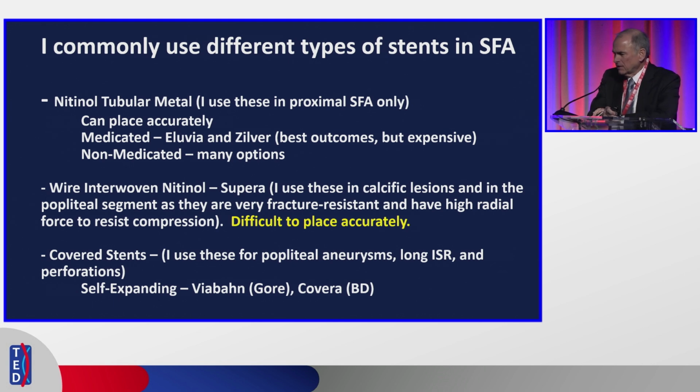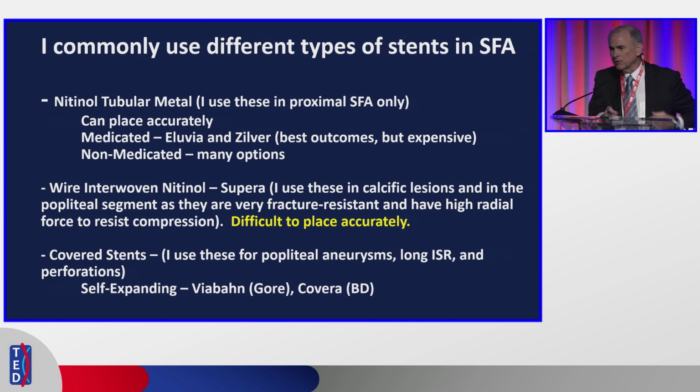So first off, we have the nitinol tubular metal, and I predominantly only use these in the proximal SFA. You can place these accurately in the proximal SFA. You're not as apt to fracture a stent. Medicated stents, we have Alluvia and Zilver. They're clearly the best outcomes in terms of the nitinol tubular stents, but they're expensive, and a lot of programs, there's no extra compensation for that, and so a lot of times they're not used. And finally, non-medicated, we have many, many options here, and I think some of them are better than others. Nonetheless, that's where we use those.